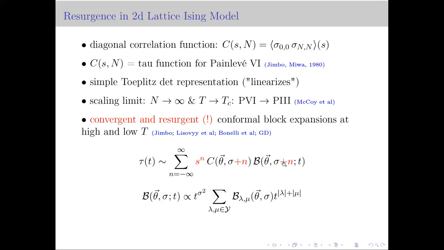So this is an all orders expansion, a trans-series expansion in fact, of the solution to the Painlevé equation. And if we apply it to this correlator, it means we can write the full trans-series. The interesting point is that it's completely convergent. I've been sort of telling you so far that these resurgent trans-series are useful for divergent series, but actually it also applies to convergent series.